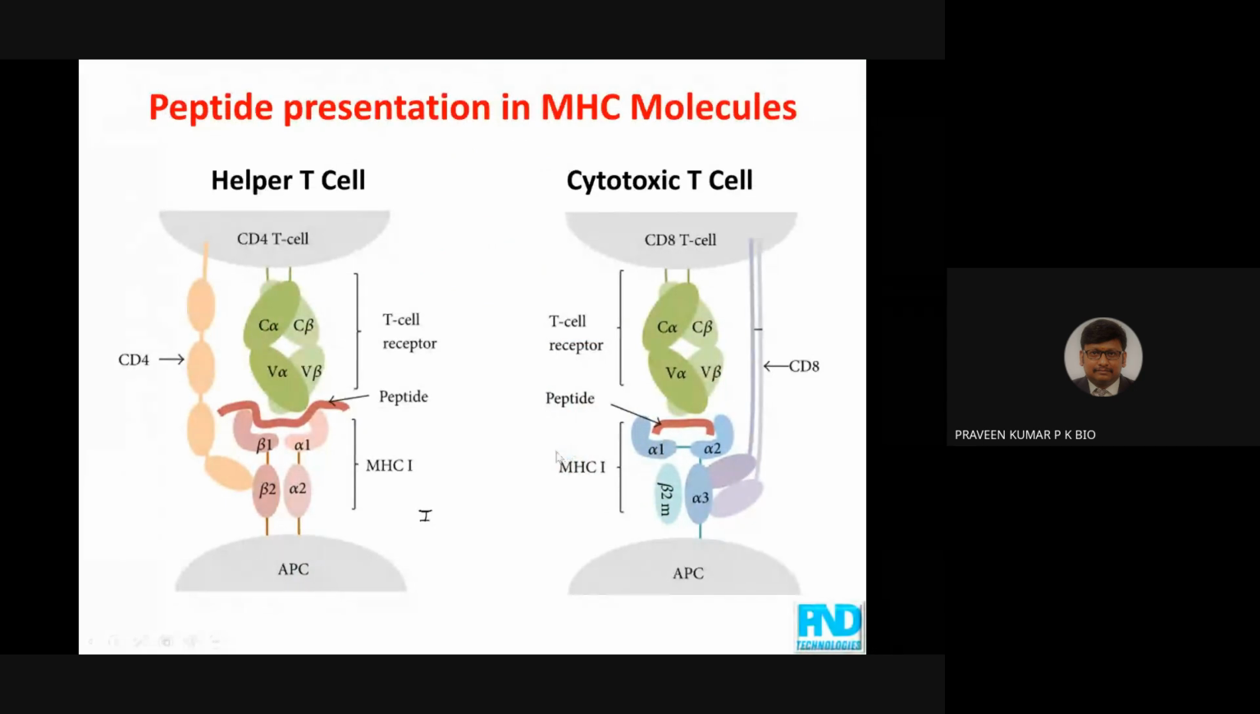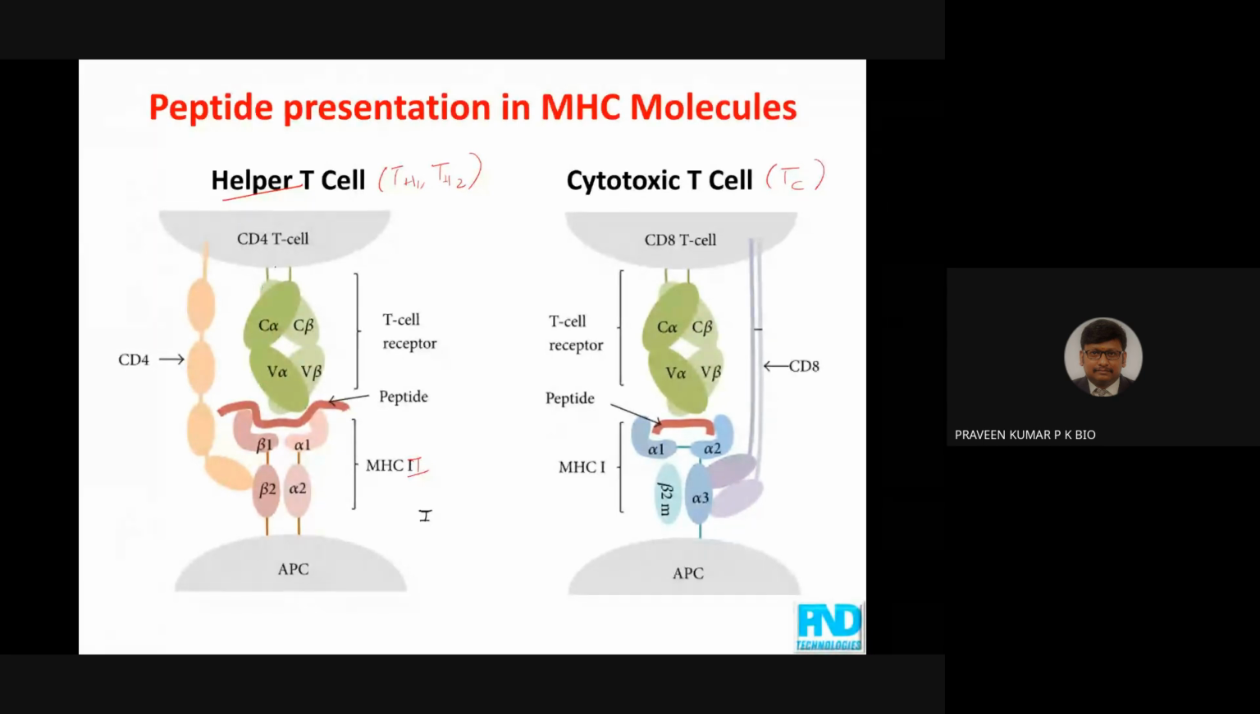Now if you see this CD4, I wrongly mentioned earlier: CD4 interacting with MHC2 is the helper T cell. This is what we call a helper T cell, and it can be of two types, once again: helper T1 cell and helper T2 cell. And the cytotoxic T cell is the CD8 T cell interacting with the MHC1 molecule.